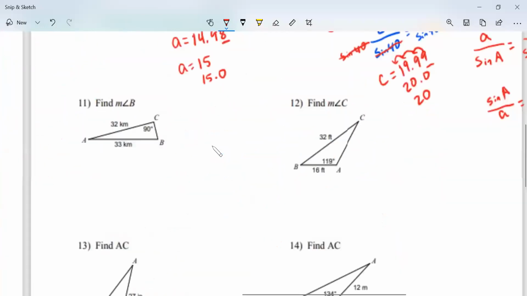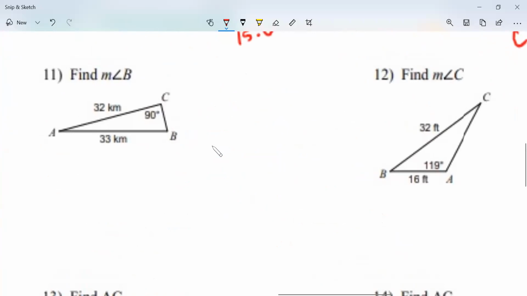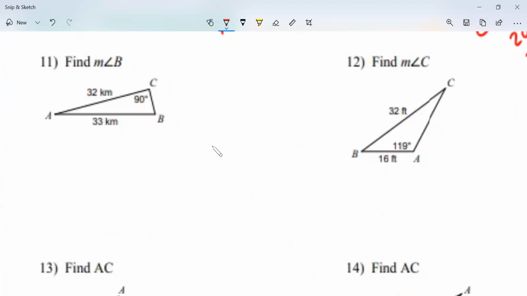How about if we have to solve for an angle? Here for question number 11, it says find the measurement of angle B. If I had two angles, it would be easy, right? Because I just add them up and then subtract from 180. But here I only have one angle, which is angle C. It happens to be 90 degrees.